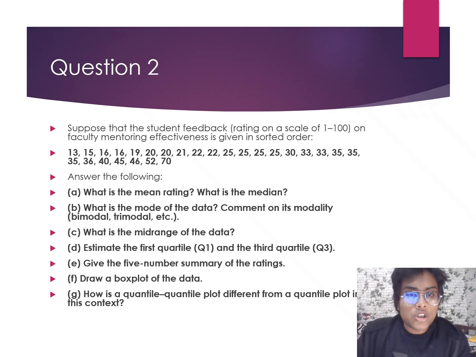So here is question 2. Suppose that the feedback ratings on a scale of 1 to 100 on a faculty member's teaching effectiveness are given in sorted order, like 13, 15, 16, 16, 19, 20. This is the sorted order of student feedback. Answer the following questions. First, what is the mean rating and what is the median? Second, what is the mode of the data? Comment on its modality: bimodal, trimodal, etc. What is the mid-range of the data? Estimate the first quartile and third quartile. Give the 5 number summary of the rating. Draw a box plot of the data. How is a quantile box plot different from a quantile plot in this context?